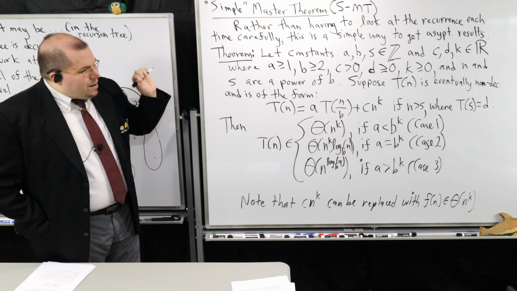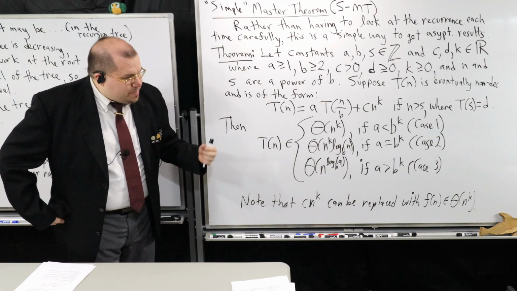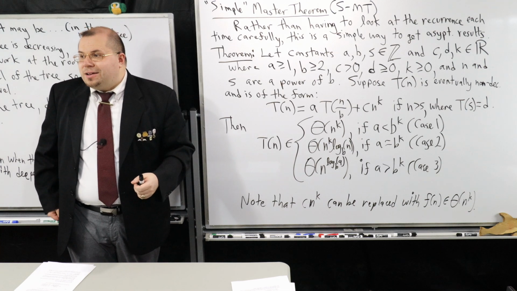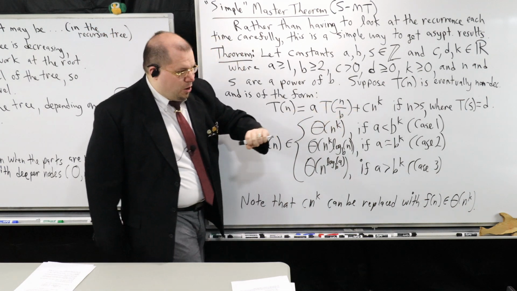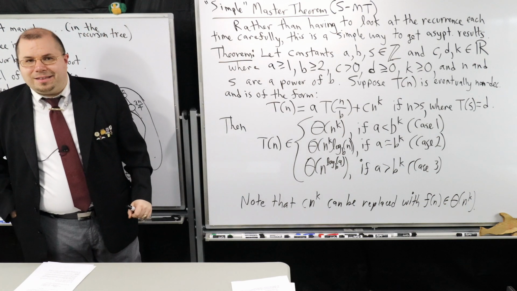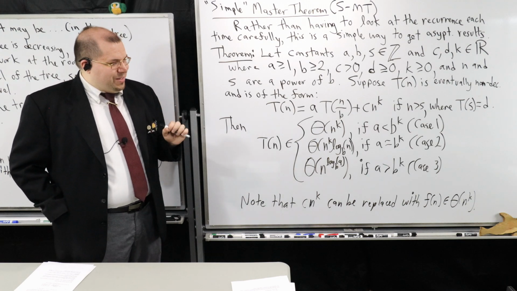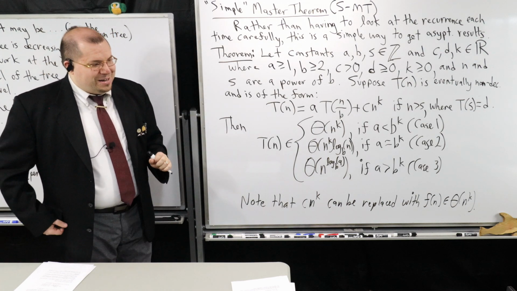One thing I want to make a remark about with this theorem is that the cn to the power of k can simply be replaced with big theta of n to the power of k. So note that this term right here has to be of the form of some polynomial. That's one constraint that this theorem has. So just be very wary of that. Are there any questions about the statement of this theorem before we do some examples?